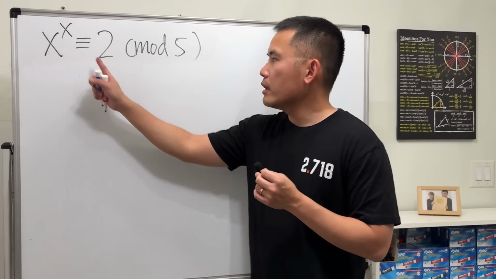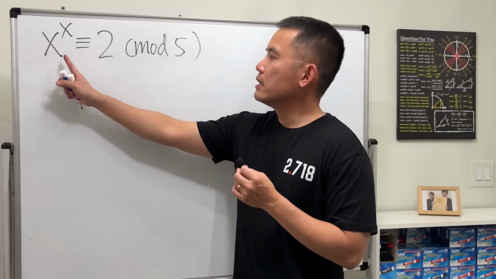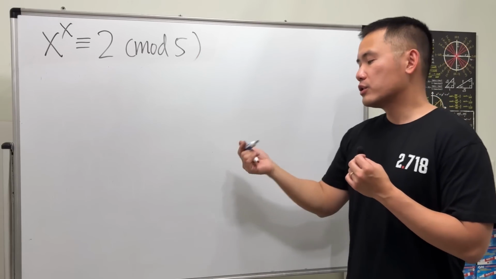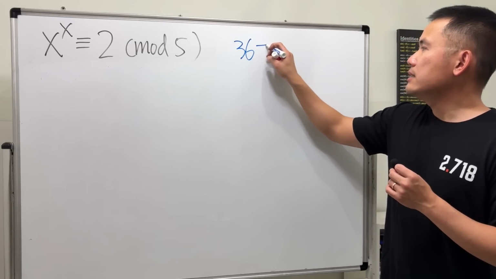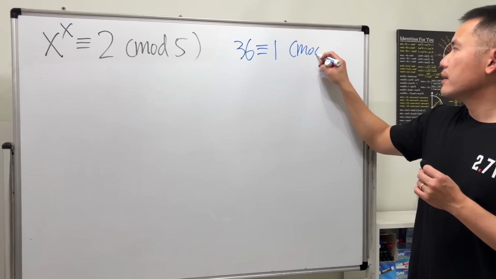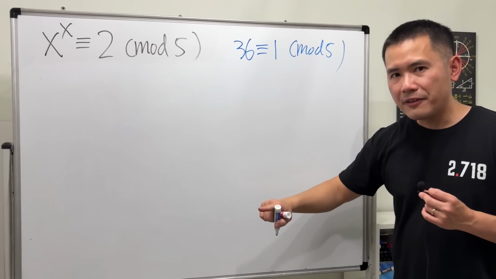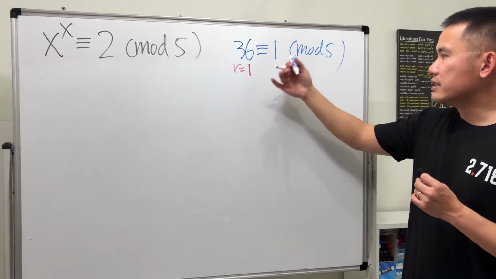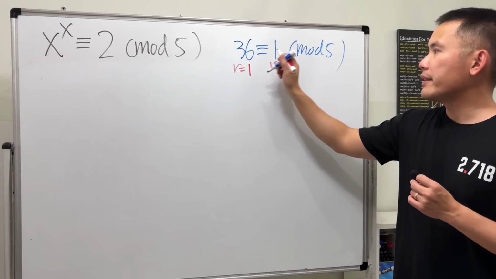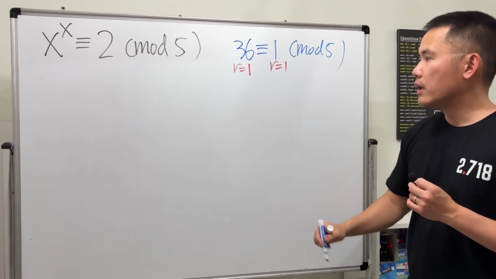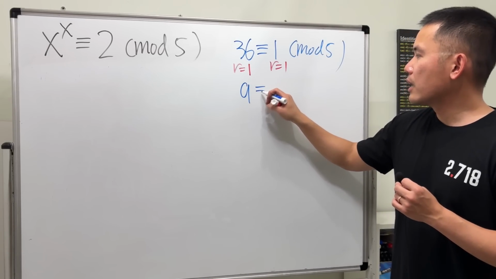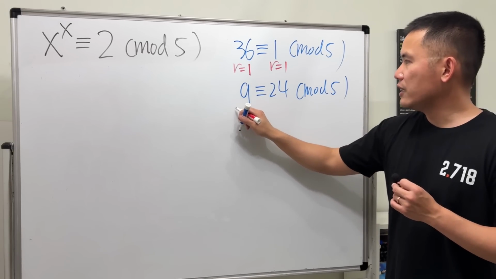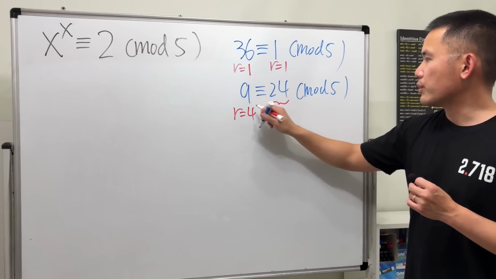Here we go. For the congruence, it should mean that the left hand side and the right hand side will have the same remainder when we divide by this number. So, for example, 36 is congruent to 1 mod 5, because 36 divided by 5 is 7 with remainder 1. And of course, 1 divided by 5 is 0 with remainder 1. So that's why they are congruent to each other in the mod 5 world. And we can also say 9 is congruent to 24 mod 5, because this will give us remainder 4, likewise this right here as well.